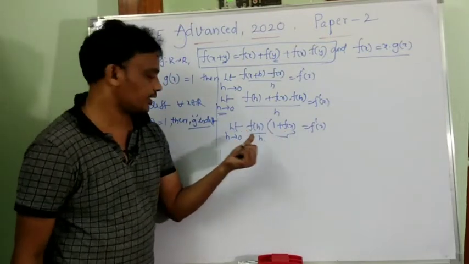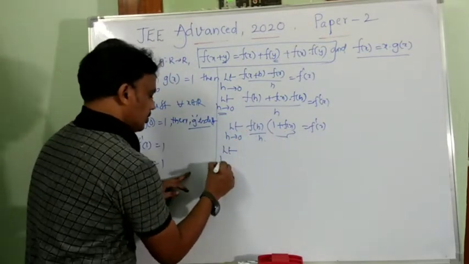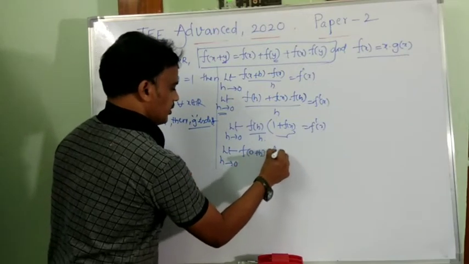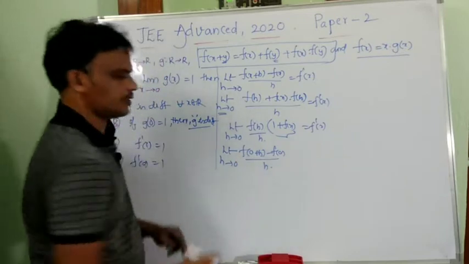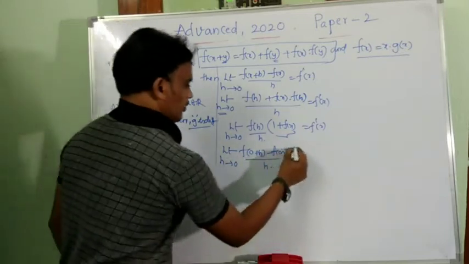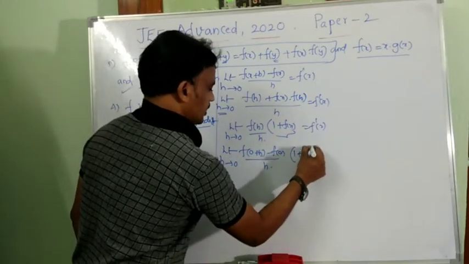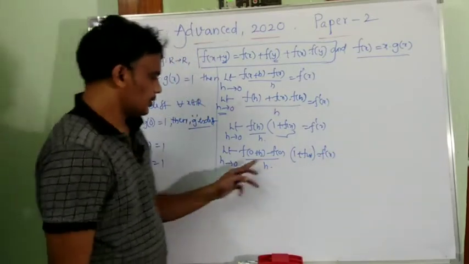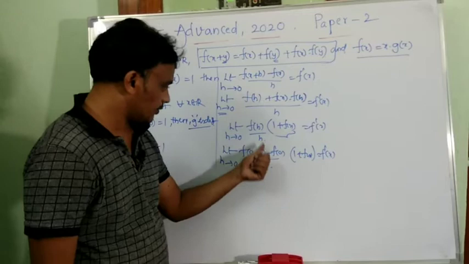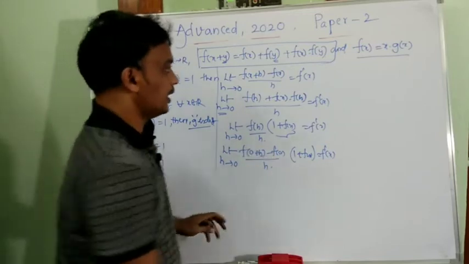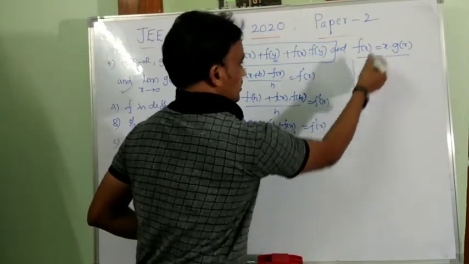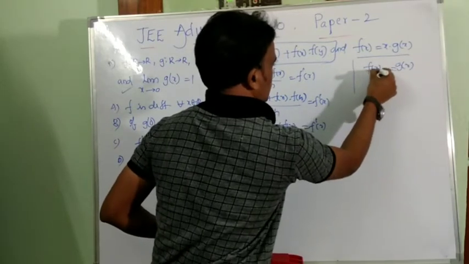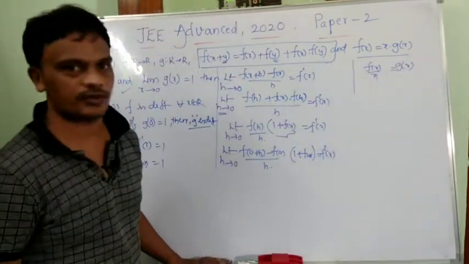Now how can I write this value? This is limit h tends to 0, f of 0 plus h minus f of 0 by h, right? So f dash of 0 into 1 plus f of x is equal to f dash of x. The f of 0 value is 0. Here, a simple thing: g of x is equal to f of x by x.